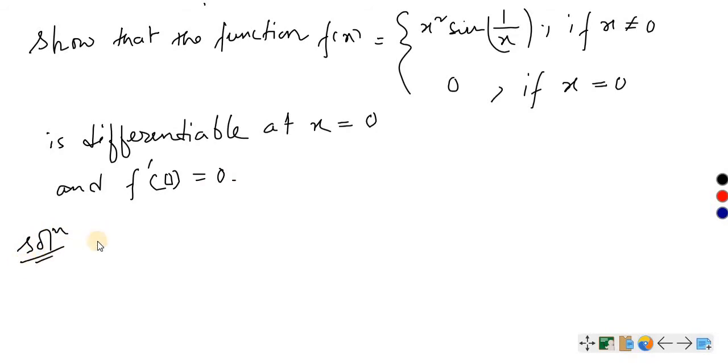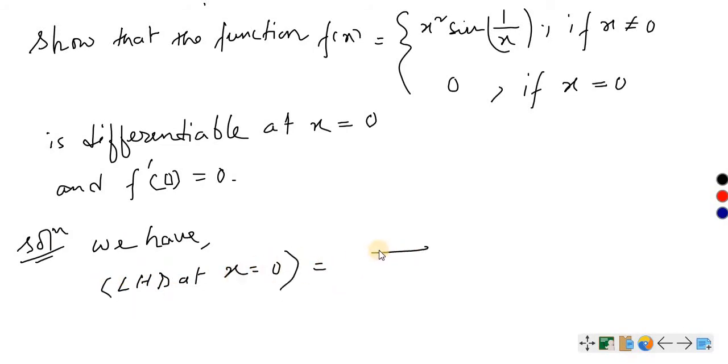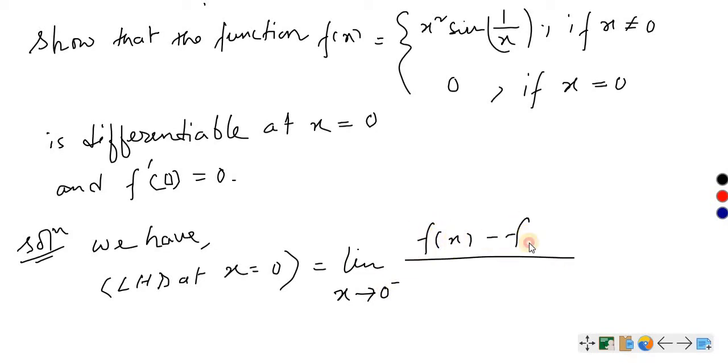So solution, we have left hand derivative at x is equal to 0 is equal to, what I can write, limit x approaching to 0 negative, f of x minus f of 0 over x minus 0.